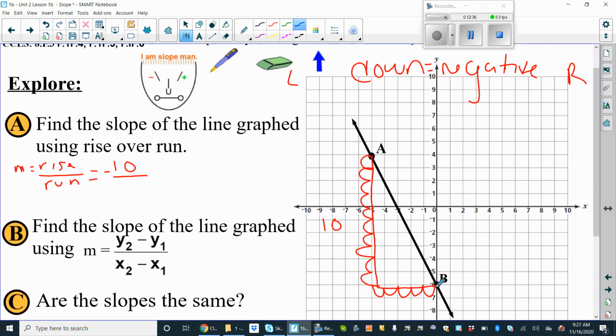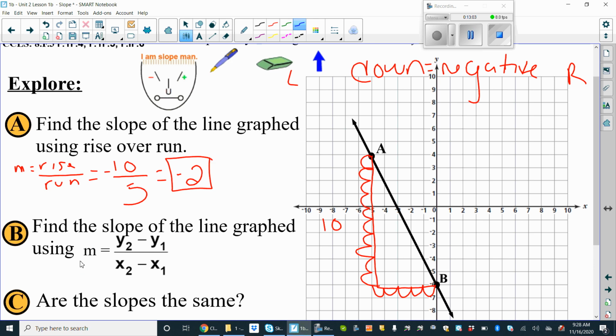Remember, every box is a jump. And when you simplify this, you'll get -2. Remember, we always want to write slope as an integer or an improper fraction. You're never going to write slope as a decimal, and you're never going to write it as a mixed number. So if it could simplify to an integer, you can do that.